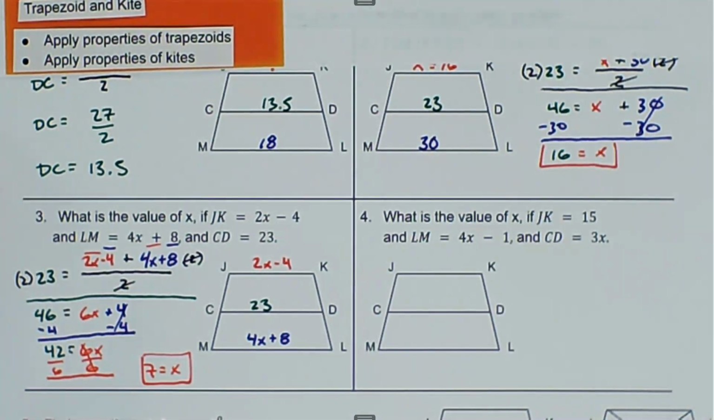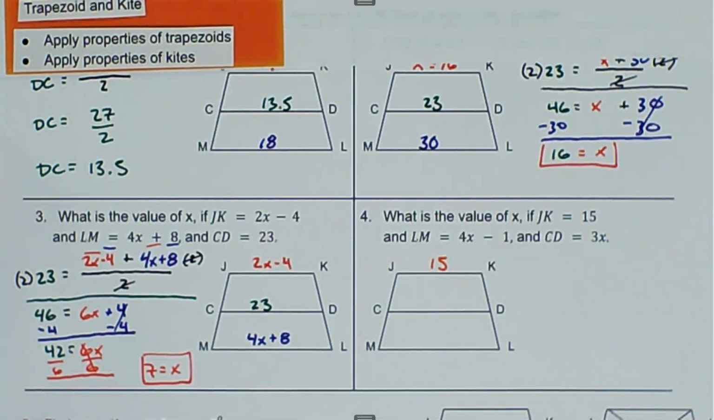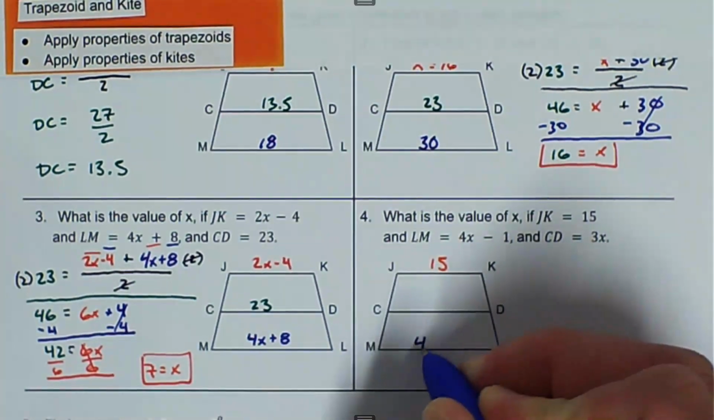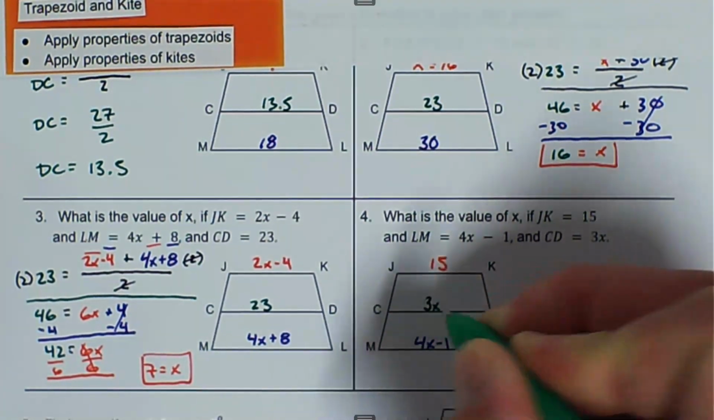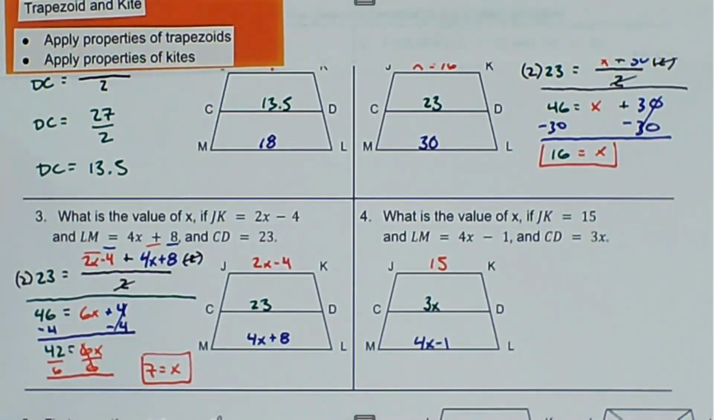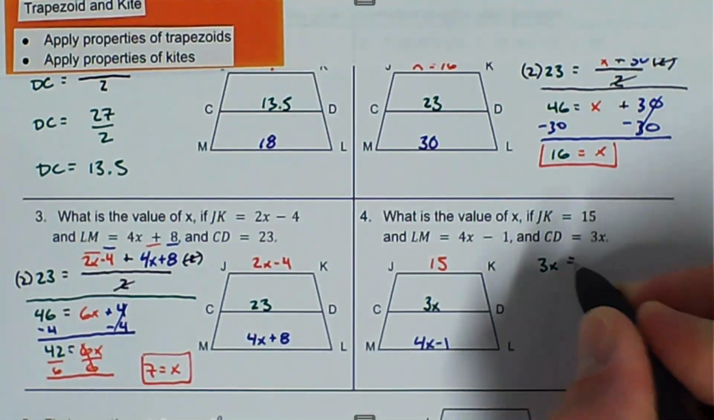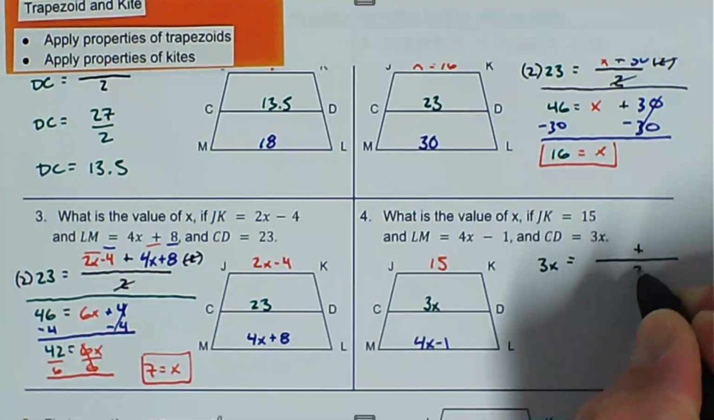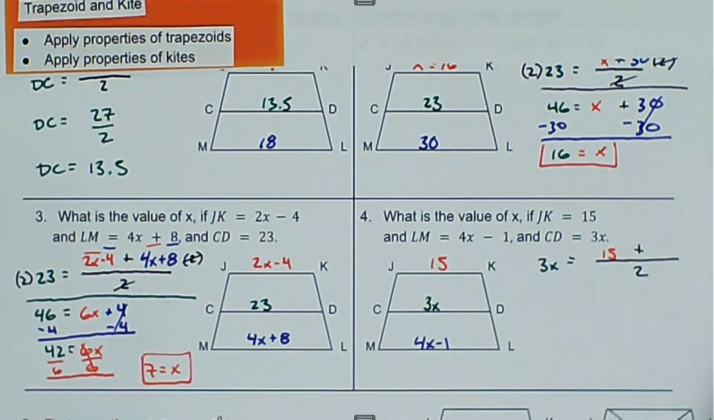Number 4, what is the value of x if JK is equal to 15? LM is equal to 4x minus 1. And CD is equal to 3x. And we're going to use the same formula. We're going to use that mid-segment formula again. So 3x is equal to the two bases added together and divided by 2. So we got 15 and 4x minus 1.